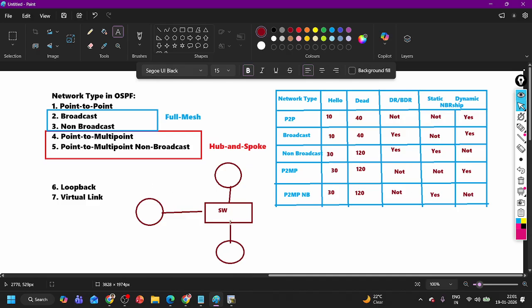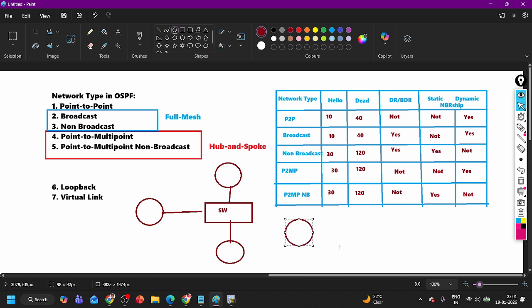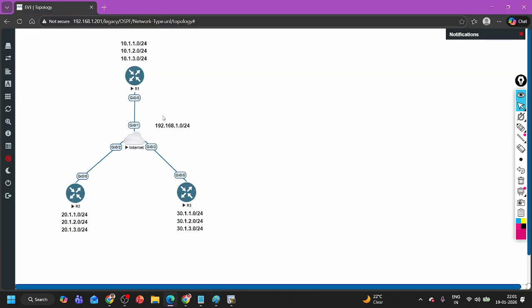Okay, so here the network type should be broadcast or non-broadcast. What should the network type be over here? Point to point. Here, point to point. And what should the network type be in a hub and spoke topology? Point to multipoint, broadcast or non-broadcast. Point to multipoint broadcast, or point to multipoint non-broadcast. Yes, broadcast and non-broadcast. When I say point to multipoint, it means point to multipoint broadcast.